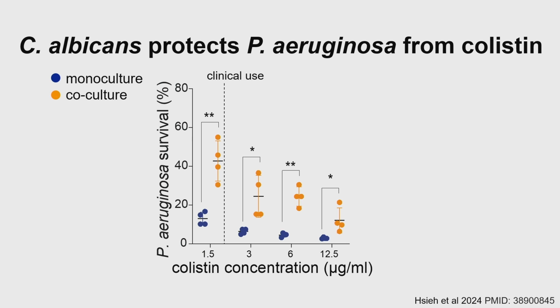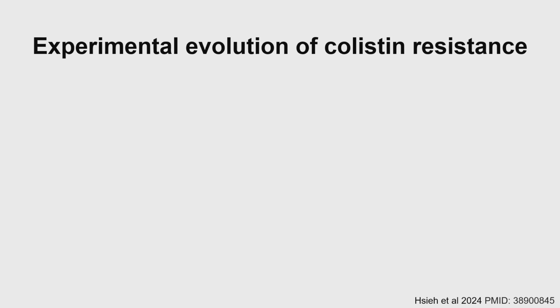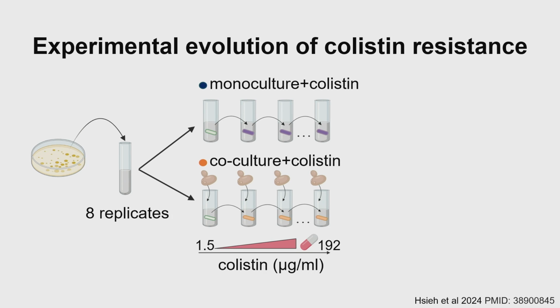But if we think about the polymicrobial community, these two species can live together for a while. And I'm very curious, how does the fungus in this context affect the evolution of colistin resistance in bacteria? To address this, I used experimental evolution. I want to evolve bacteria to become colistin resistant, but in two different conditions. So basically, we take the wild type PA01 population and passage it in a condition with colistin, either in the monoculture condition or in the co-culture condition. Along the course of evolution, we increase the concentration of colistin from 1.5 micrograms per ml to 192 micrograms per ml to select for colistin resistant bacteria.